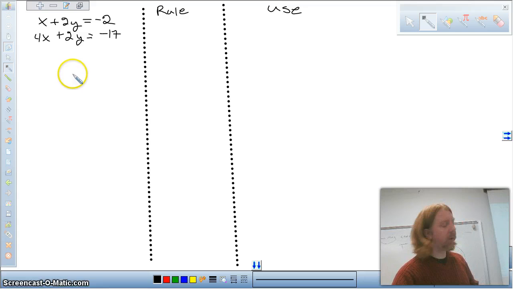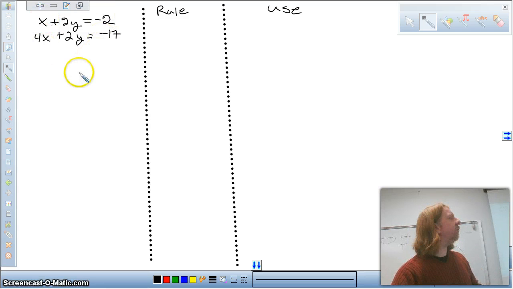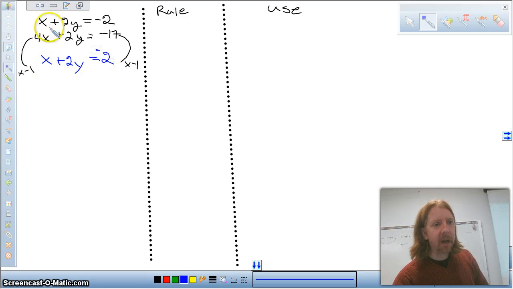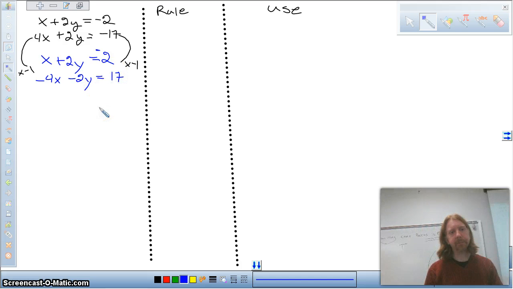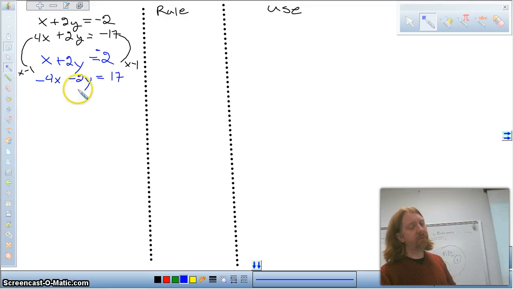So this is another one from the homework. This was number 9. If I add these equations together, nothing drops out. However, if I take the bottom equation and multiply it by -1, so times -1 to both sides, I'm going to end up with an equation set up that will let me cancel out the y's. So I leave the top equation alone. The bottom equation is going to become -4x minus 2y is equal to a positive 17. So now if I add those equations together, a variable is gone.